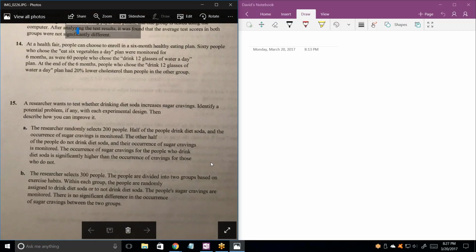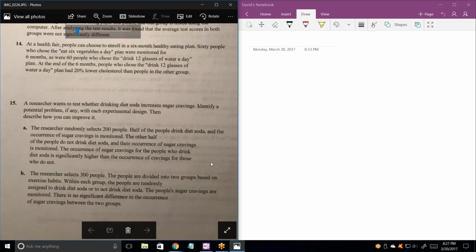You think about this. They're divided into two groups based on exercise habits. There's the problem. You want to divide them into random groups, but you don't want to base it on exercise habits, because that has nothing to do with their sugar desires. Well, exercise habits might be somebody that works out versus somebody that doesn't. Obviously somebody who doesn't is going to be a lot unhealthier than someone who does.